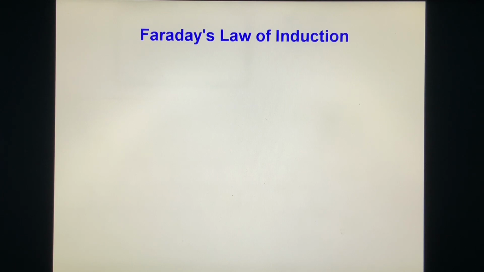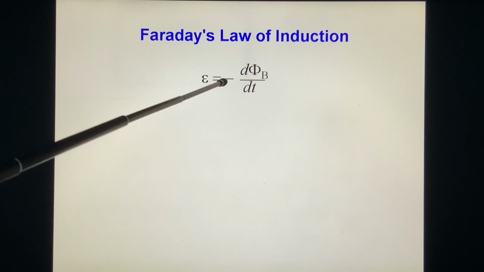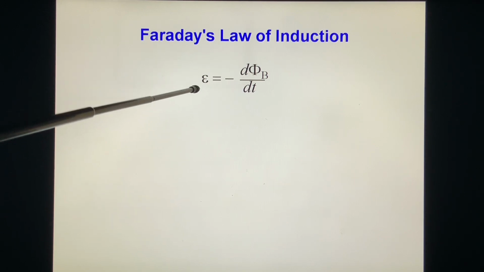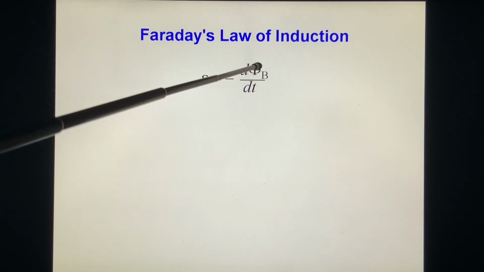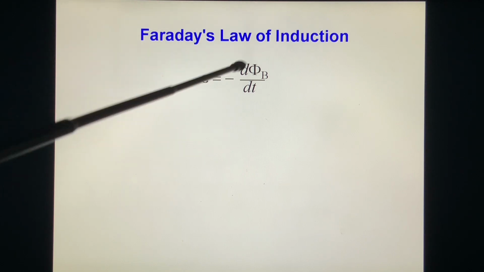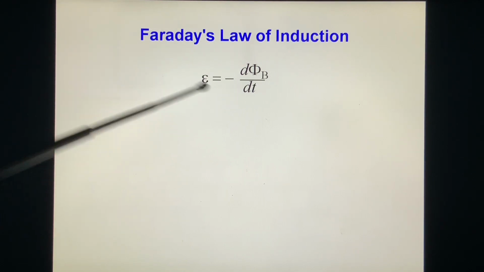Faraday's law of induction: epsilon equals minus dΦ_B/dt. This is the induced electromotive force. This is the change of magnetic field flux. So this means a changing magnetic field can produce an electric field.